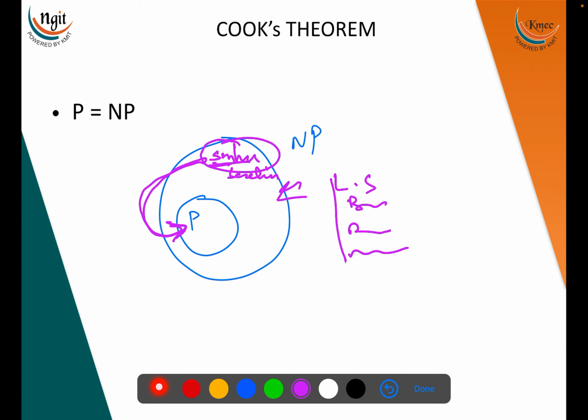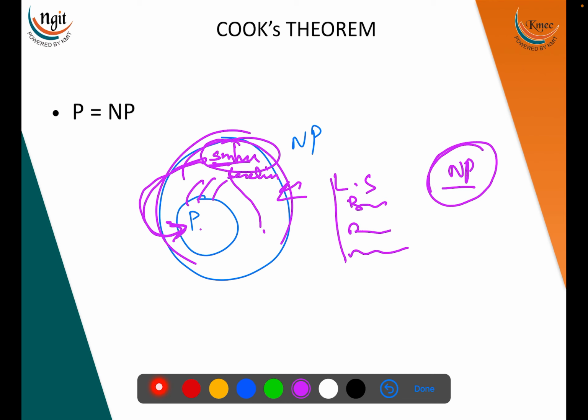So day by day, when researchers are doing something on these superset problems, the P value will grow and it will occupy the whole NP. So one day all your NP problems will be solved. That means all NP problems one day turned into P. And this is what Cook's theorem is.